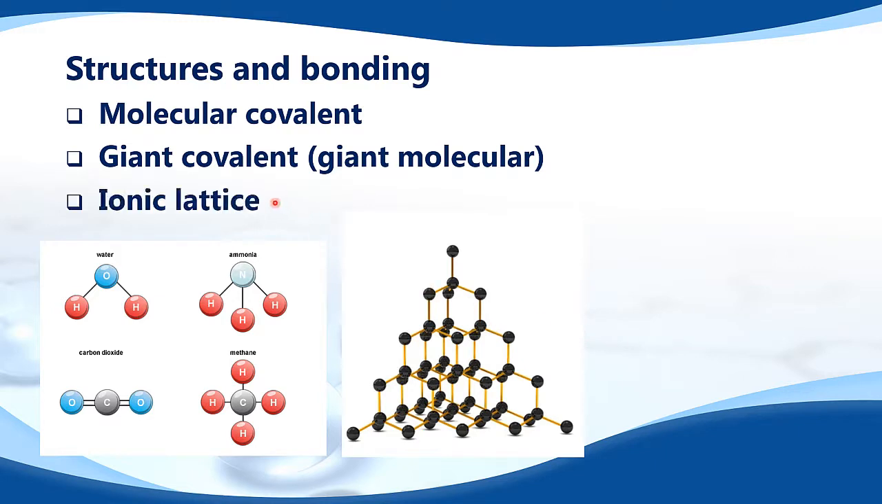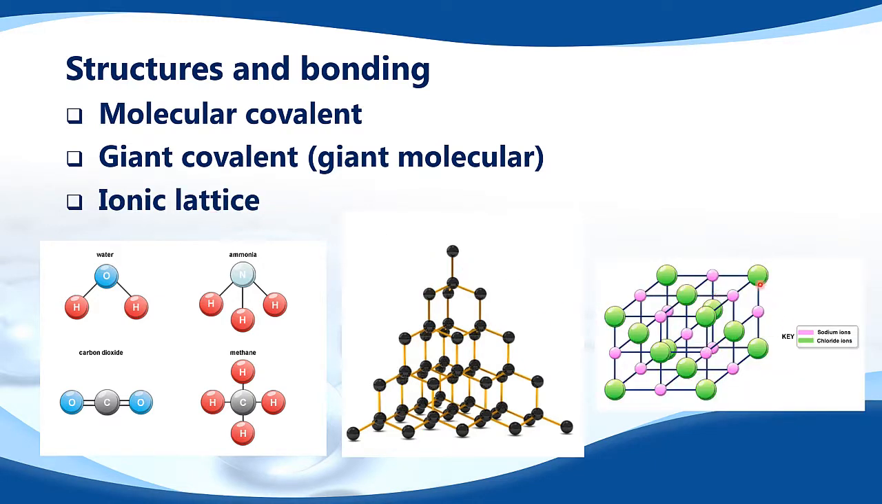The last example is the ionic lattice, which is here. This is sodium chloride, and it's an ionic compound, and they form what we call an ionic lattice.